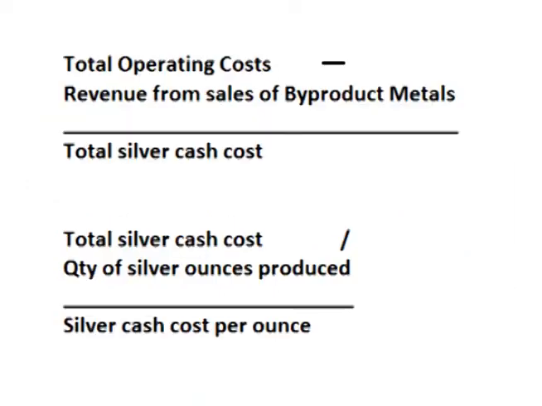Hello and welcome. As I illustrated in my video on cash cost, the way a silver producer calculates cash cost is by adding together the total operating costs and credits, subtracting the revenue obtained from selling of the byproduct metals, and then dividing the remaining total cost by the number of silver ounces produced to get a cash cost per ounce. If you have not already done so, please watch my 3-part series on understanding the cost categories of silver production.